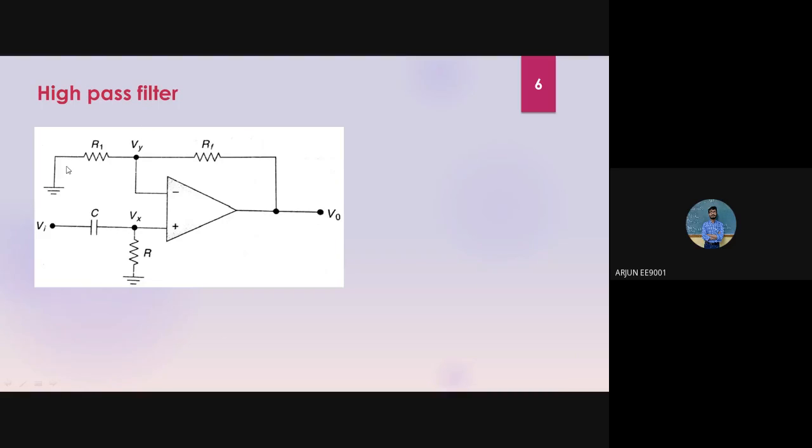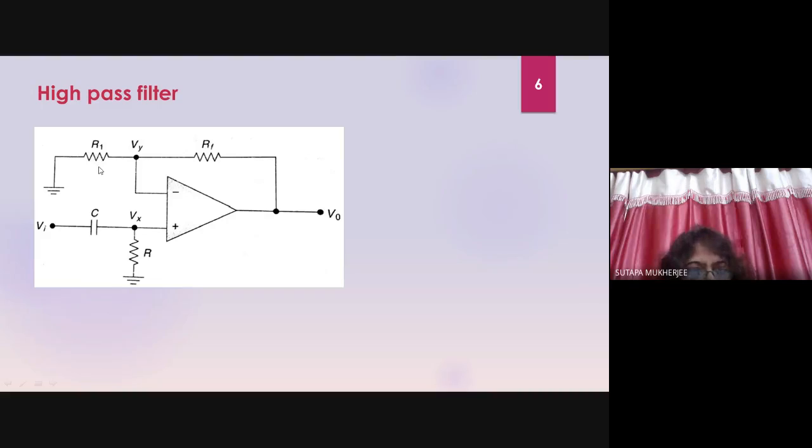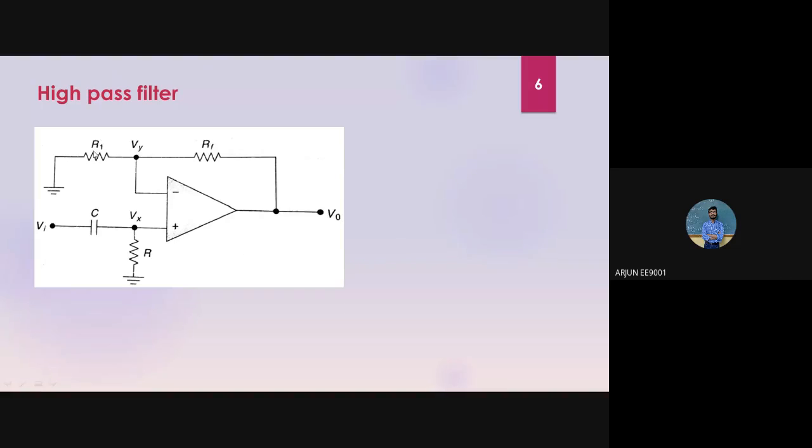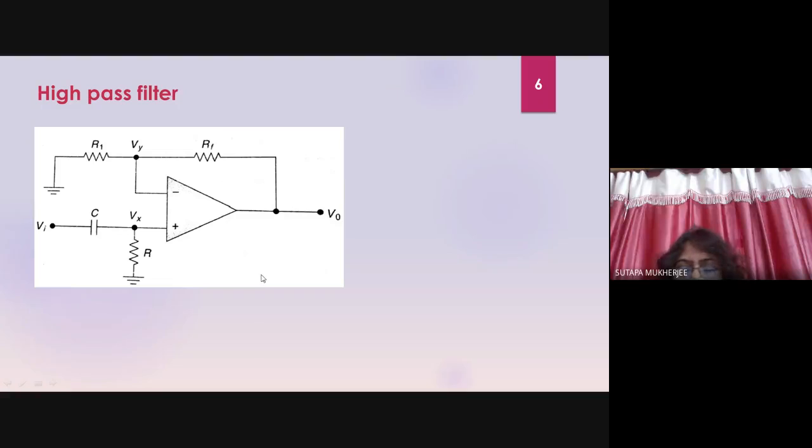For port 1, the equation is Vy minus 0 minus Vy by R1, that is, 0 minus Vy by R1 equals Vy minus V0 by Rf. Okay, do it. Equation is correct.